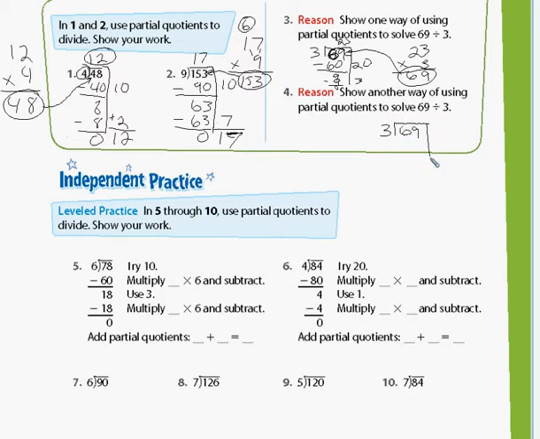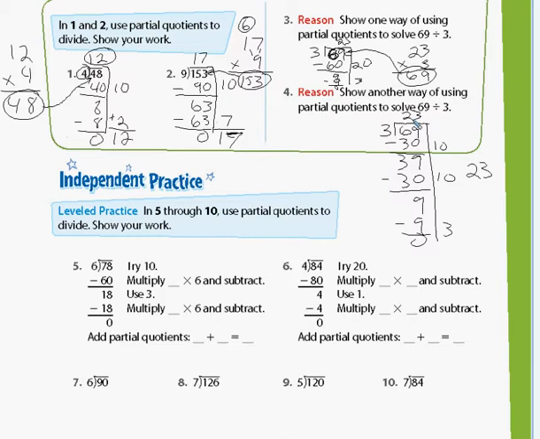69 divided by 3. Okay, we'll start off like we normally have been starting off with our 10. 3 10s is 30. When I subtract that, that's 39. That means I take another 10 away. 3 10s is 30. That gives me 9. And I know there's 3 3s in 9, so 3 times 3 is 9, and when I subtract that, it gives me 0. I add all my products up. That equals 23, just like before, and we already checked it, so we won't check it again.